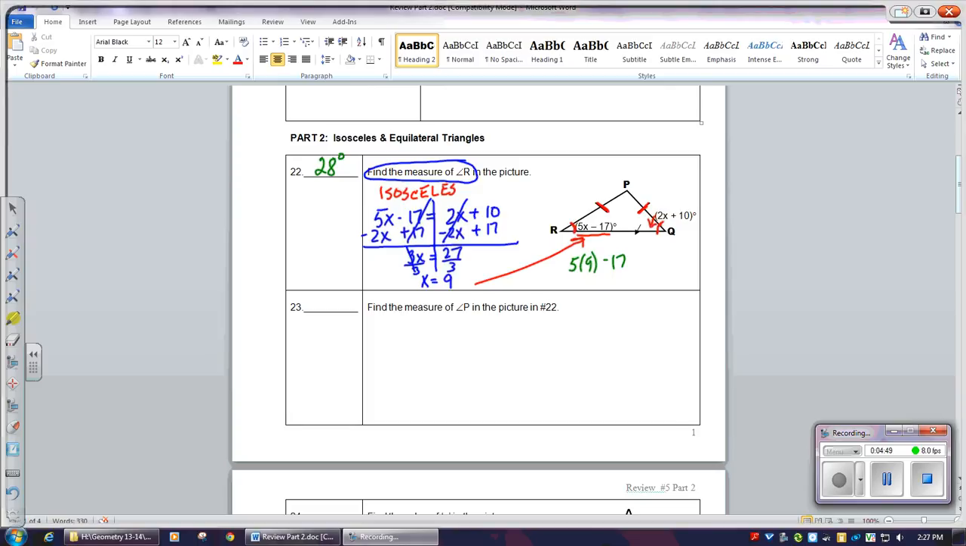And then it says find the measure of angle P in that same picture. Now let's think about it. If this angle is 28 degrees, then guess what? So is this one, because remember the base angles are congruent. So all I'm left with is P. Well, we know the three angles of a triangle add up to 180. So if you add 28 and 28 together, you get 56. That's those two angles. 180 minus 56 is 124. So angle P is 124 degrees.